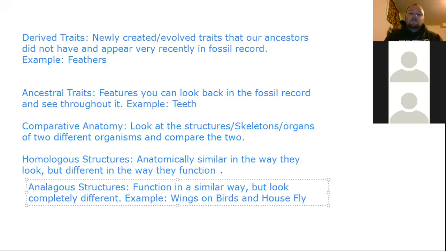Which one of these, analogous structures or homologous structures, do you think is more useful when looking at how related two organisms are? Let me know whether you think it is analogous or homologous structures. And I'll wait because I need someone to reply to that.